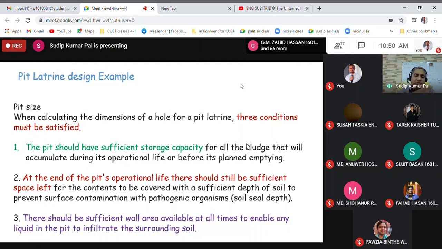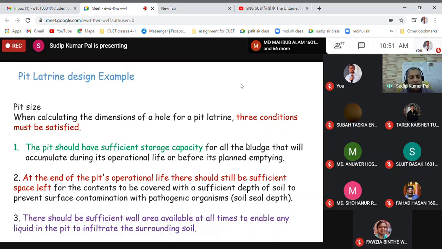It says sufficient space left for the contents to be covered with sufficient depth of soil. So that is what we call soil seal depth. Now you may ask, what is the value of D? We'll come back to how much the minimum value of D is required to prevent surface contamination. And again, it depends on the soil type. Particularly if it is a clay soil, it's good because clay soil has less porosity or perviousness, so it will protect water from infiltrating above that level.